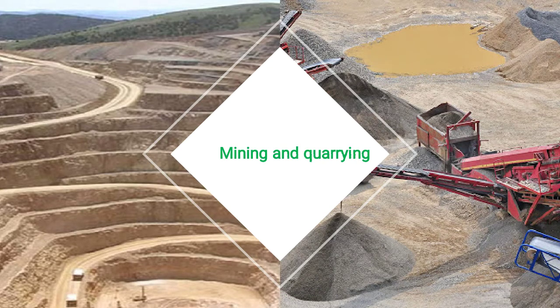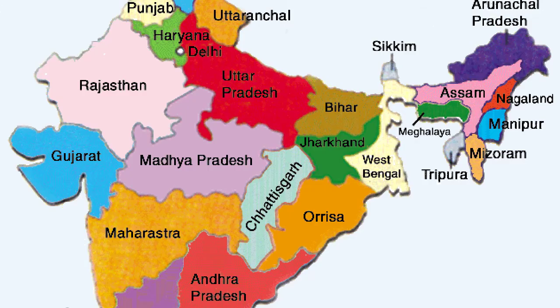Here are some of the places where you can see land degradation in excess. Jharkhand, Chhattisgarh, Madhya Pradesh, and Orissa are largely affected due to mining. In states like Gujarat, Rajasthan, Madhya Pradesh, and Maharashtra, overgrazing is done excessively, and in other states like Punjab, Haryana, and Western Uttar Pradesh, over-irrigation is responsible for land degradation.